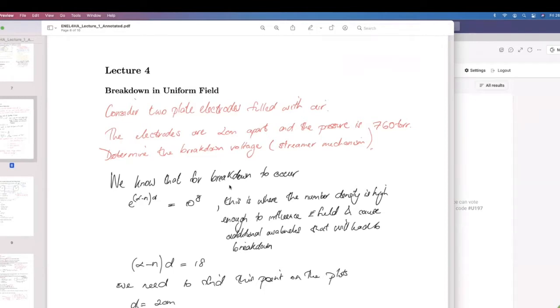Right, hopefully you can all see that. We're just going to do a couple of examples based on the information that we had last time. So the first example, it's a fairly straightforward one.